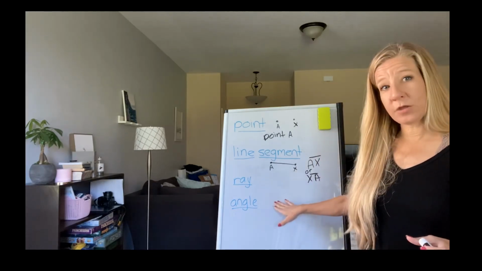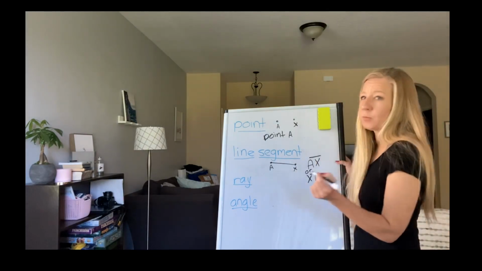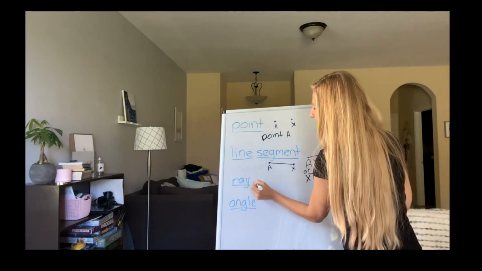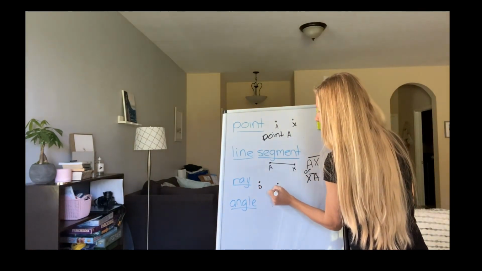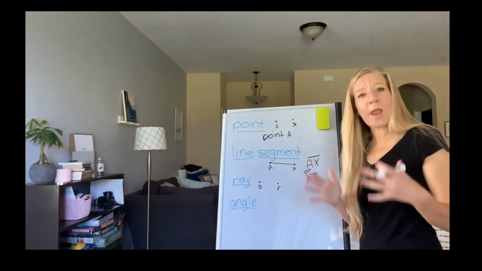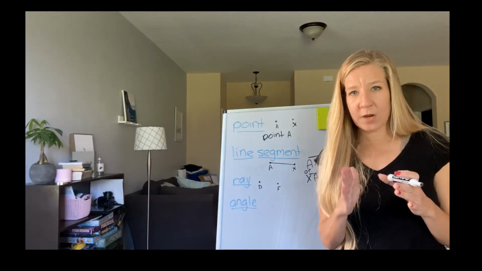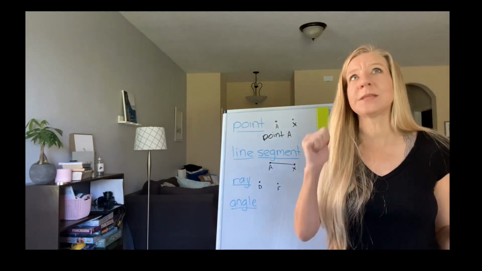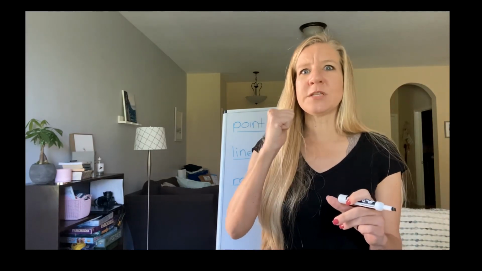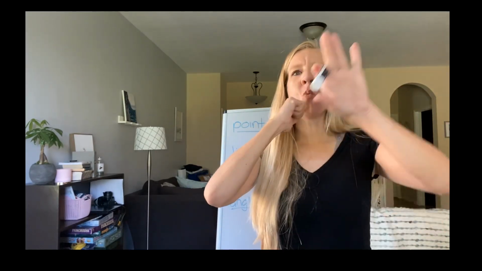A ray, on the other hand, let's get 2 different points. So let's say I have point D and point F. And a ray starts at one point and then goes on and on and on in one direction forever. Think about a laser pointer. Have you ever seen those? Those are really cool. I like to go out onto the beach and you can shine them out and they go way out into the water and they just don't ever stop. That's what lasers do. That's what a ray is like.